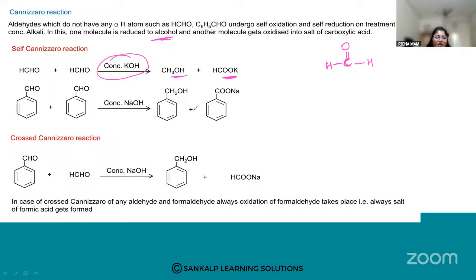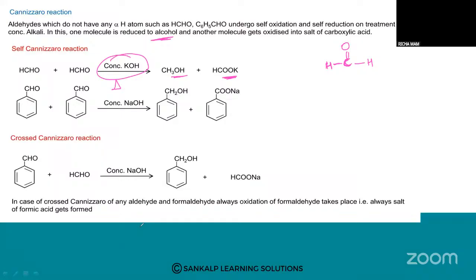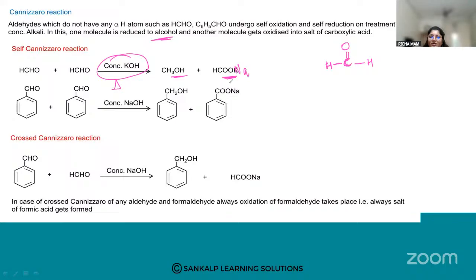So I'm going to take two molecules of formaldehyde, react it with sodium hydroxide, or you can take potassium hydroxide, followed by heating. I'm going to get methanol here, and a sodium salt of the carboxylic acid. Similarly, if I use potassium hydroxide, this is potassium formate.